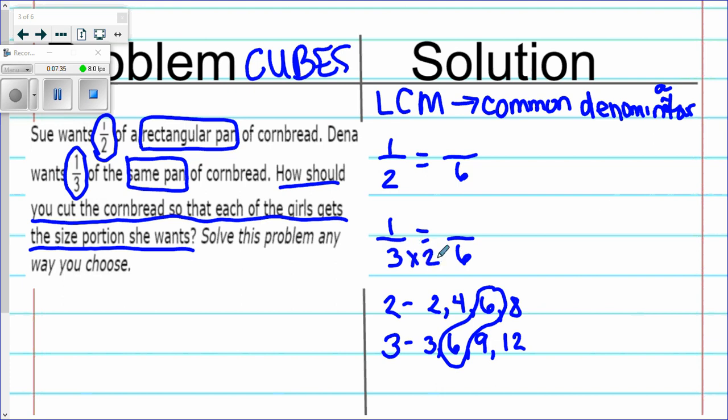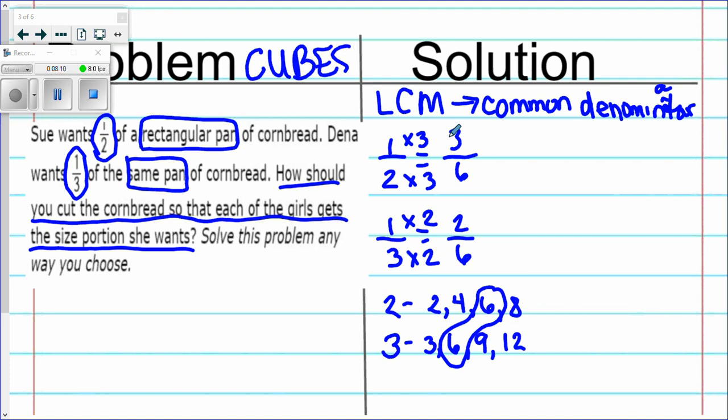And anything I do to the denominator, I must also do to the numerator. So I'm going to multiply my numerator by 2 as well. And I am going to get 2/6 as an equivalent fraction to 1/3. Now I think about, what do I need to do to the 2 to make it 6? I needed to multiply that times 3. Anything I do to the denominator, I must also do to the numerator. And I get an equivalent fraction for 1/2 would be 3/6.